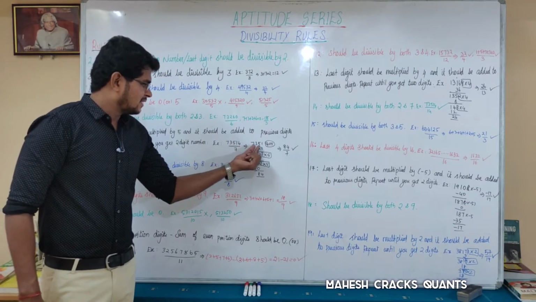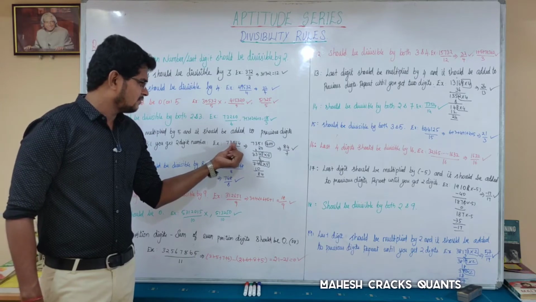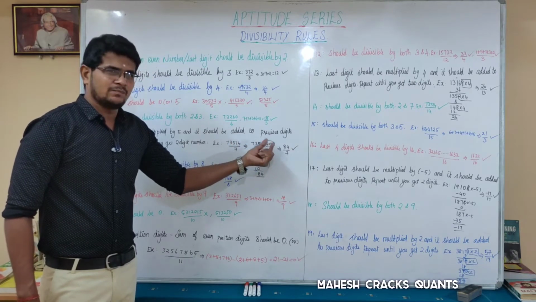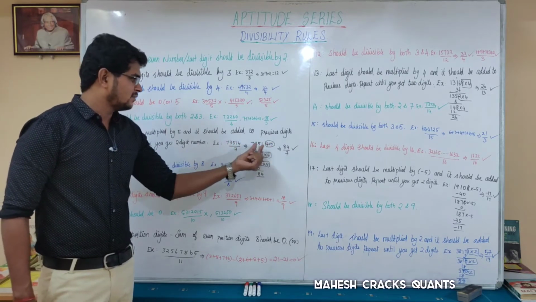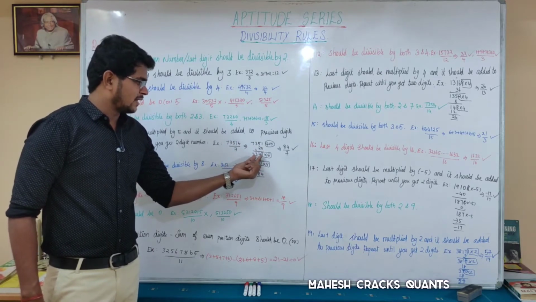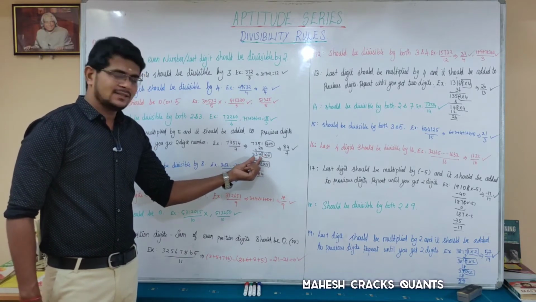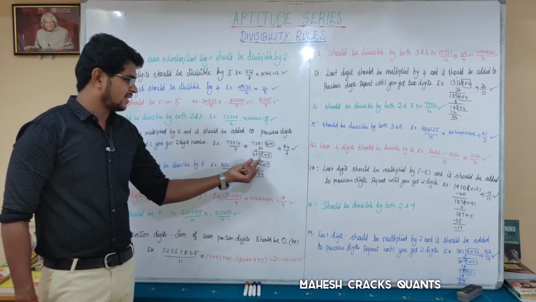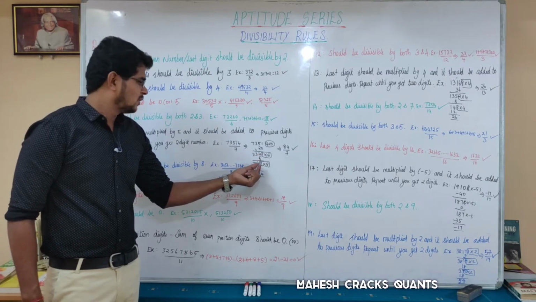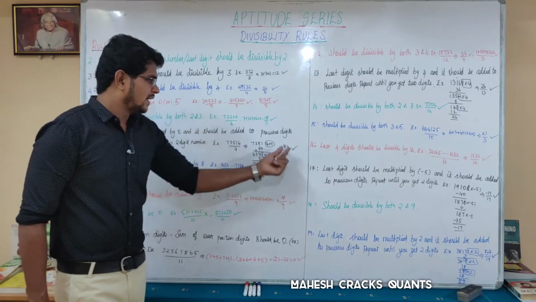73,514. Sorry, 7351 and 4. 4 into 5, so that last digit into 5, is 20. I'm adding that 20 here, and I'm getting 7371. Now I'm multiplying 1 into 5 and adding that 5 to the 737. So I'm getting 742. And 2 into 5, I'm getting 10. 74 plus 10, 84.